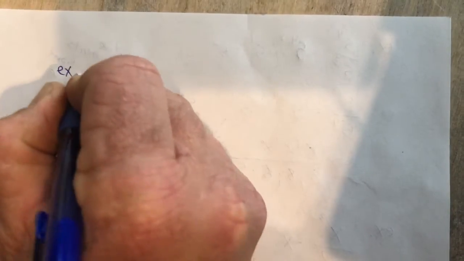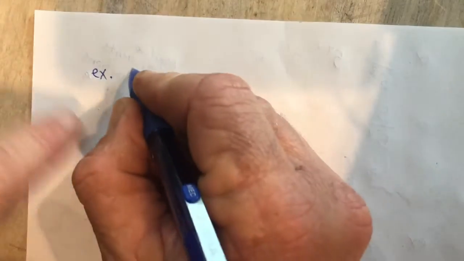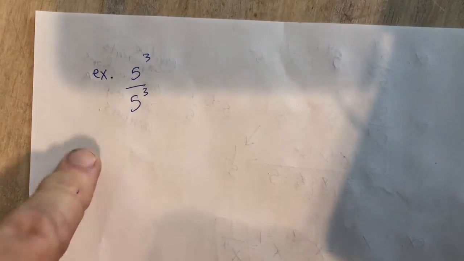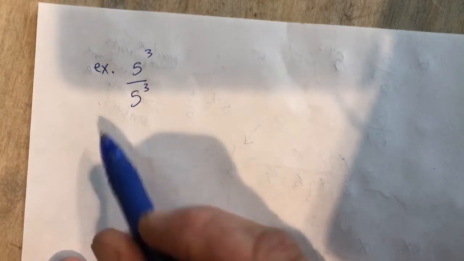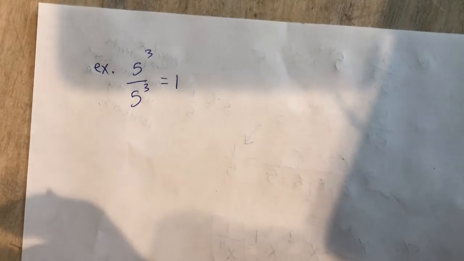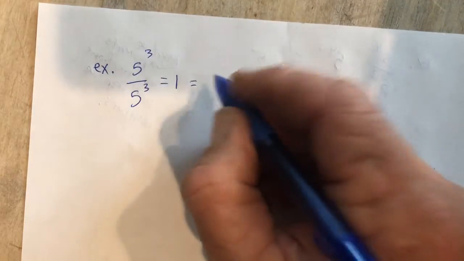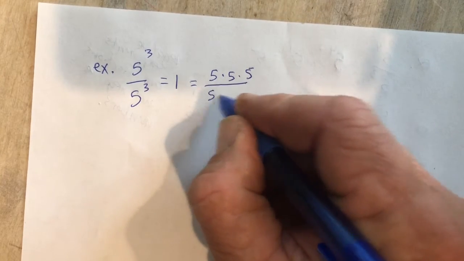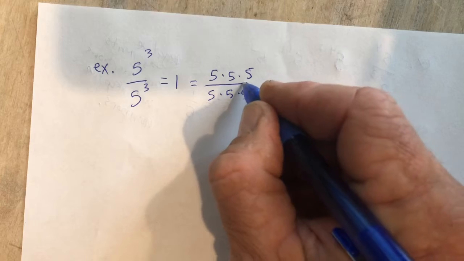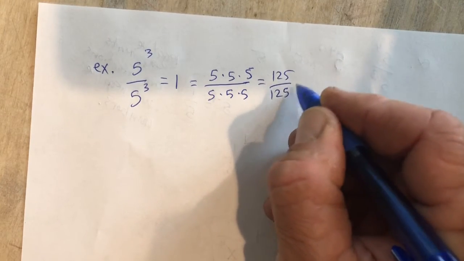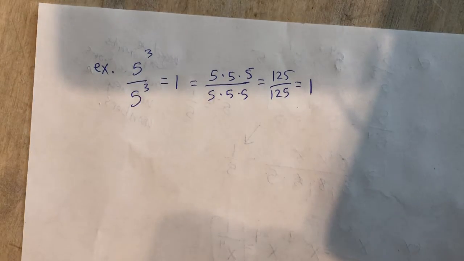If we take an example here, say 5 to the 3rd power divided by 5 to the 3rd power. First off, everybody understands that any number divided by itself is 1. Or another way to think about that would have been, this is 5 times 5 times 5 on the top, 5 times 5 times 5 on the bottom. So that's 125 divided by 125, which is still 1.